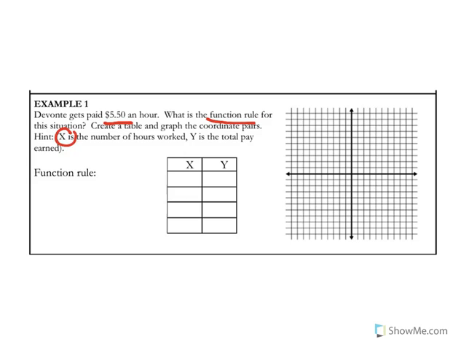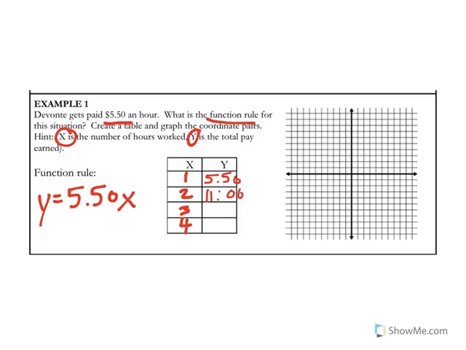Okay, so X is the number of hours he works. Y is his pay. So let's go ahead and fill in X. We can pick the numbers for this. I'm going to pick 1, 2, 3, and 4. He worked for 1 hour, 2 hours, 3 hours, and 4 hours. Not terribly difficult. So my rule is actually going to be 5.50x because I times 5.50 by each hour that he works, and that gives me my Y value. So this is 5.50. This would be 11.